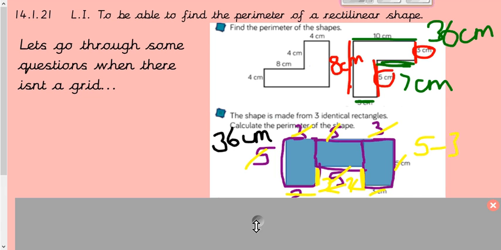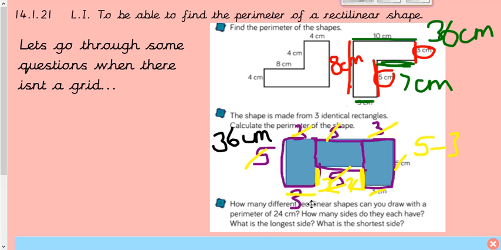So the last one then. How many different rectilinear shapes can you draw with the perimeter of 24 centimetres? How many sides do they each have? What is the longest side? What is the shortest side? So this one's something I'm going to leave you to do.